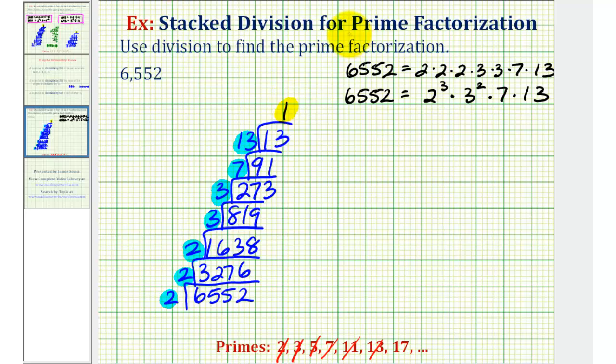Again, this technique is an alternative to find the prime factorization of a number rather than using a prime factorization tree.